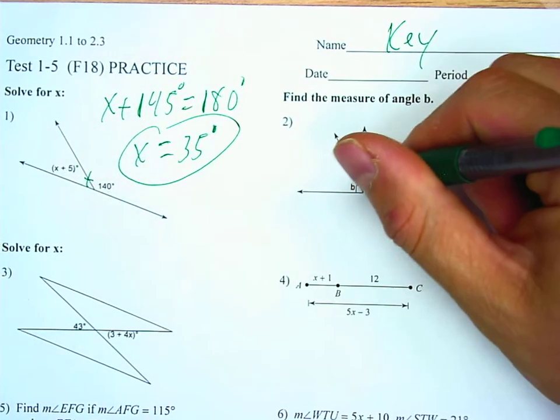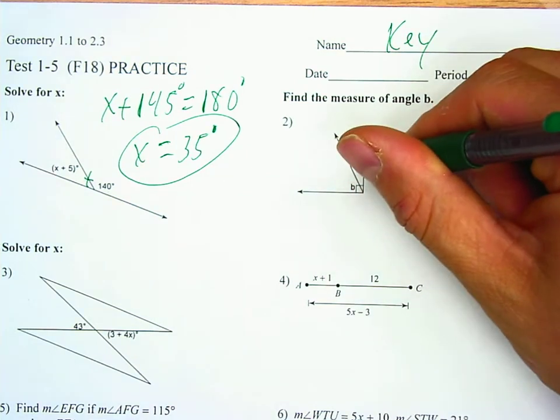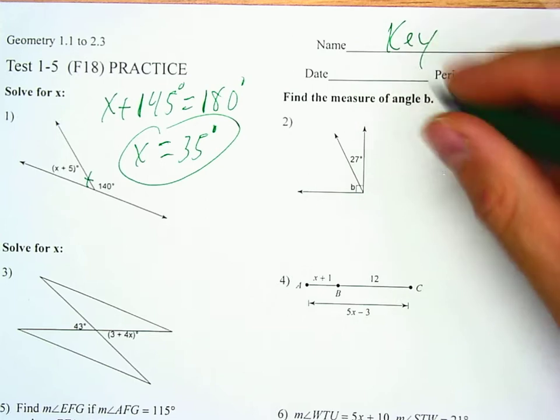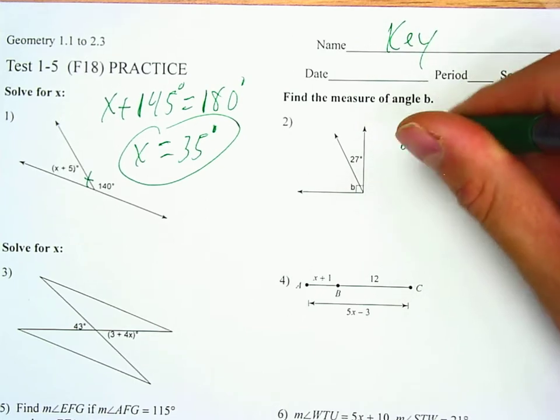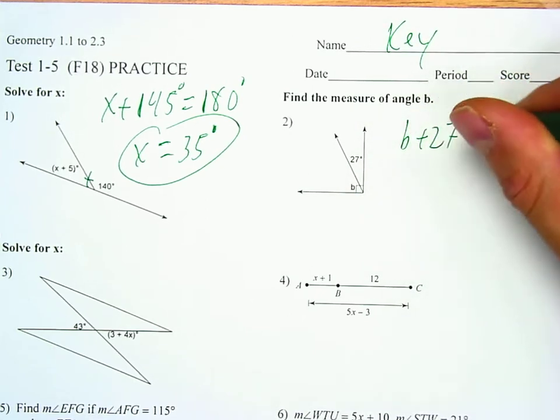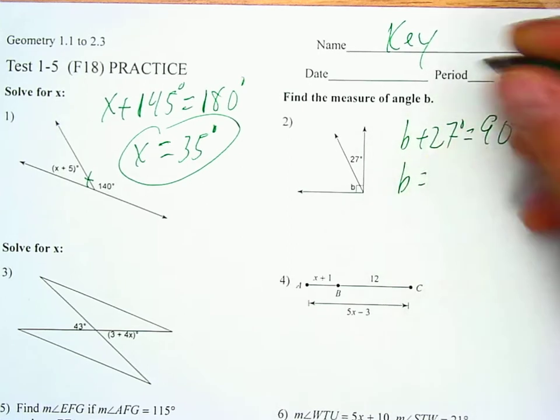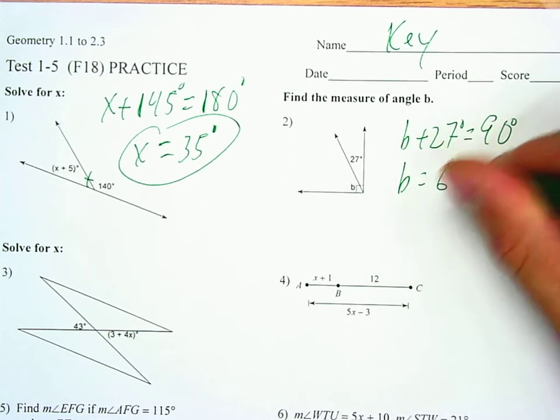Question 2. These two angles are adjacent, and they are complementary because they make a box or corner. So I'll take b plus 27, and I'll set that equal to 90. 27 from 90 is 63 degrees in value.